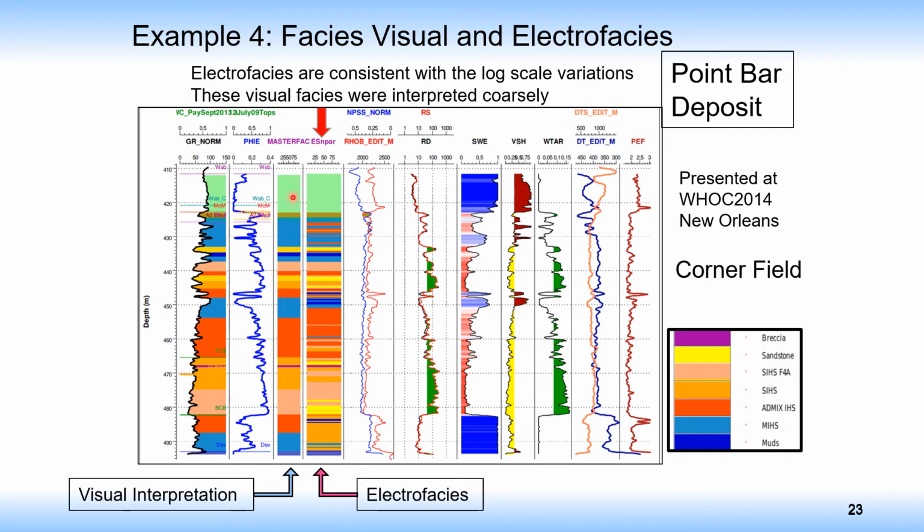It's just illustrating the facies interpretation, visual interpretation of this point bar deposit, and it's rather coarse. There's a lot of variability in the logs, and it's a larger scale facies interpretation based on core and image logs. The electrofacies illustrate more variability, more consistency with the logs.